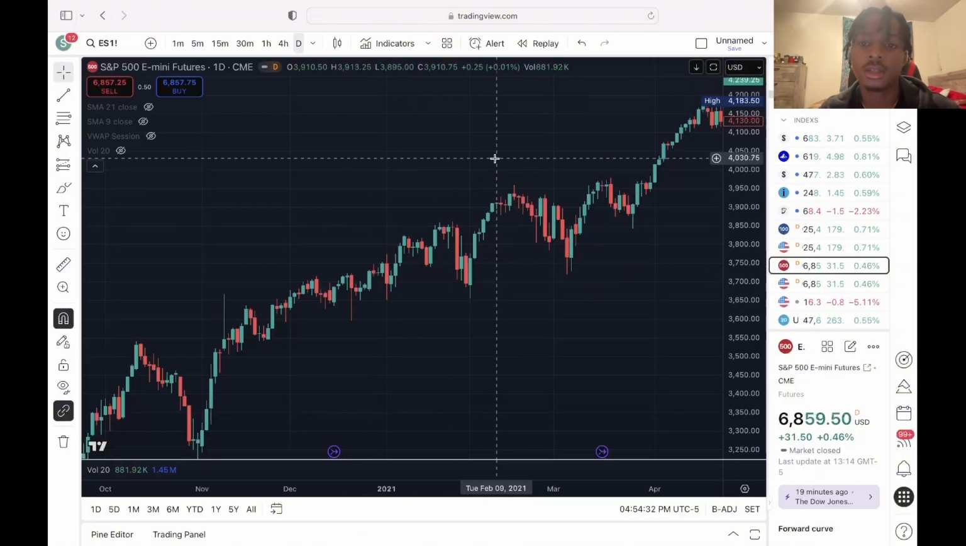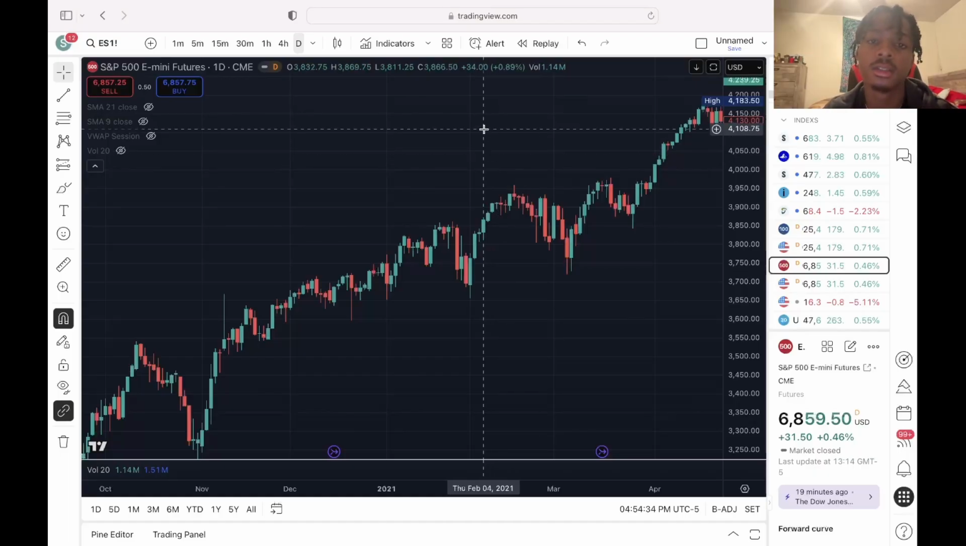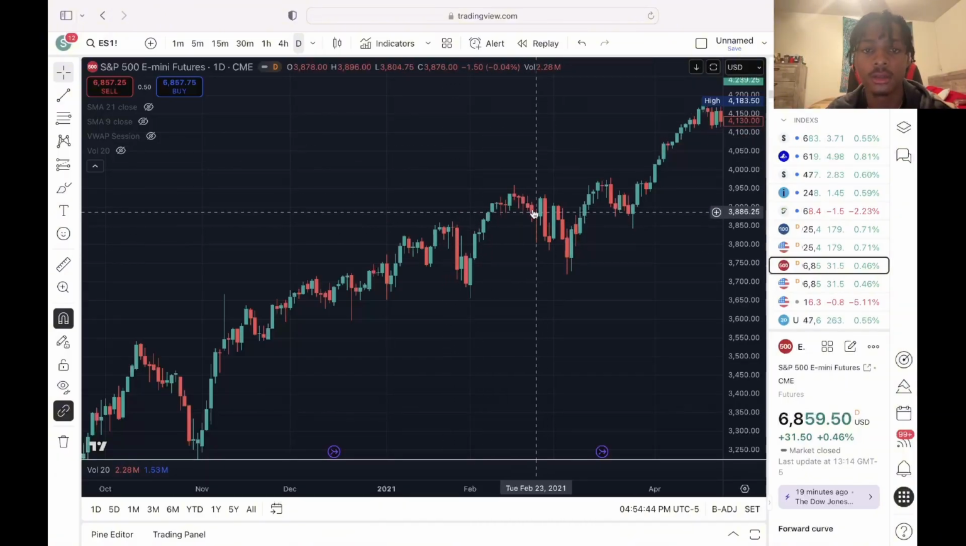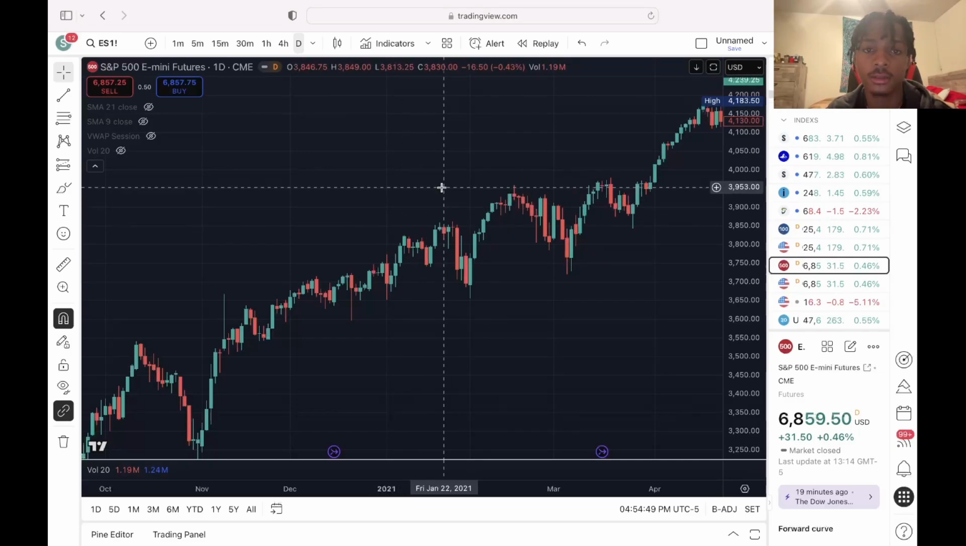Each candlestick is a representation of time. So I'm on the daily chart, meaning that each one of these little candlesticks is worth a full day's worth of time, a full 9:30 to 4 worth of time on each candle. But we have different time frames. So if you look up here in the top left, we have all of our different time frames. We have the 1 minute, 5 minute, 15 minute, 30 minute, 1 hour, 4 hour, and daily.